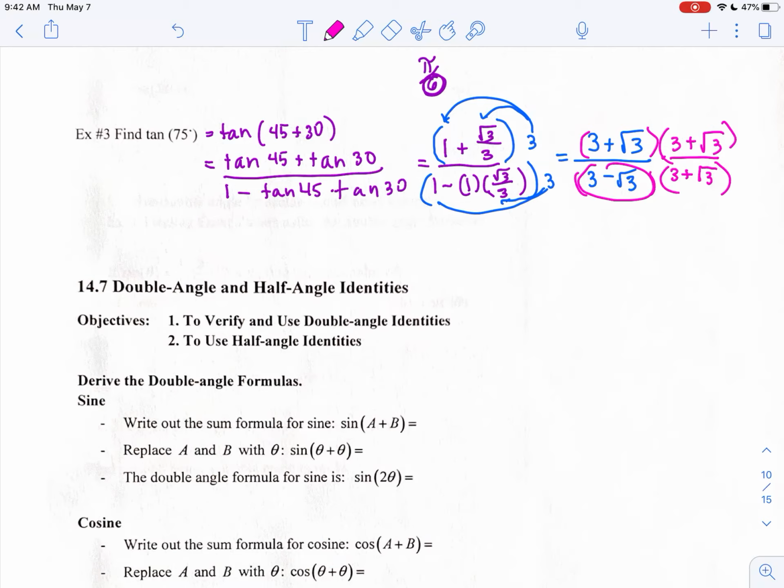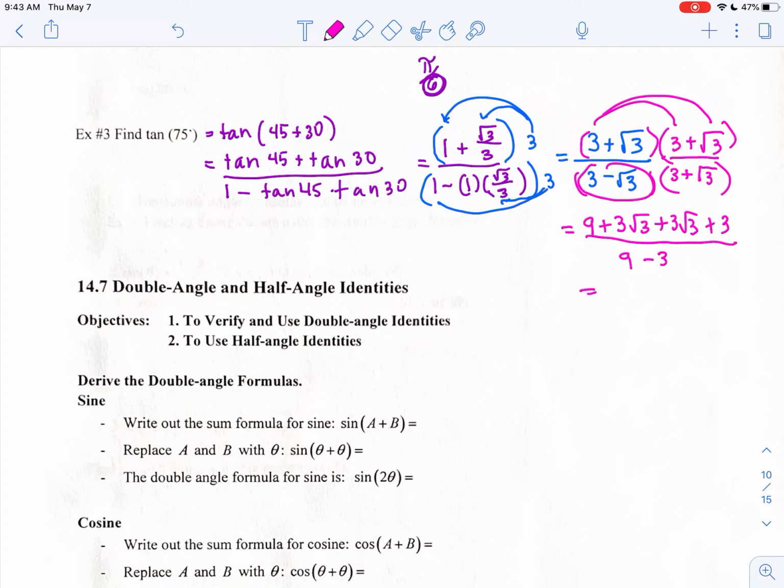On the top, I have 3 times 3 is 9. Then you multiply 3 by radical 3, so we have 3 rad 3, plus another 3 rad 3. And then rad 3 times rad 3 is 3, all over. The bottom is nice. It's a difference of squares. So when you multiply, you get 9. The middle terms cancel out. Negative rad 3 times positive rad 3 is minus 3.